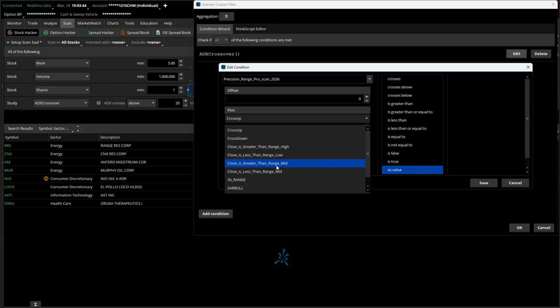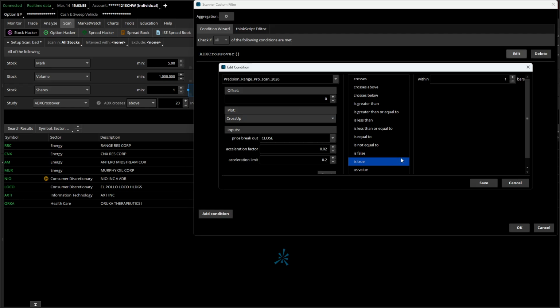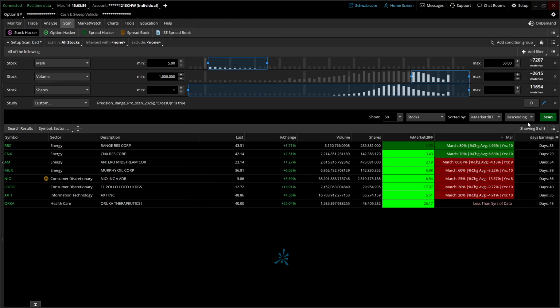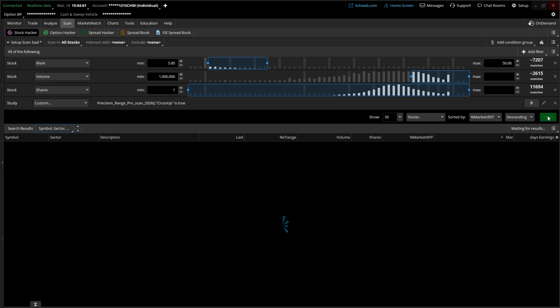Close greater than the range. If you care about the midpoint for a mean reversion trade, if it's trading inside, if you're looking for anything inside the range, and also you get the Parabolic SAR also. So we're going to look for cross up is true within one bar, and we're going to say okay, and then we're going to scan.